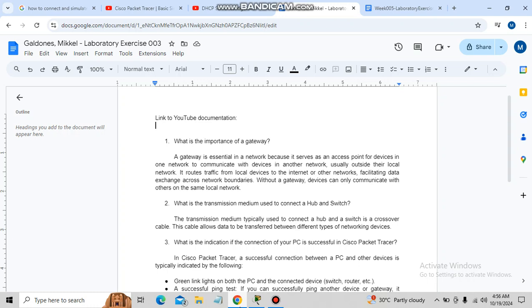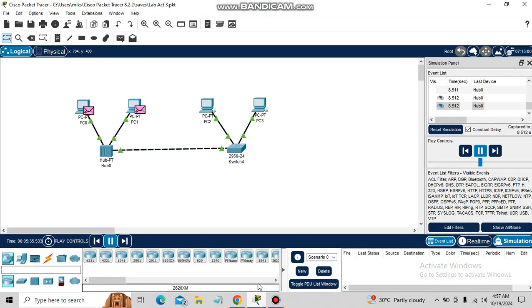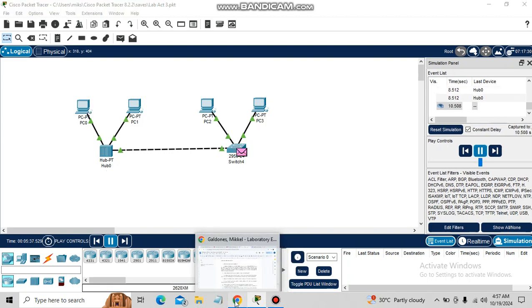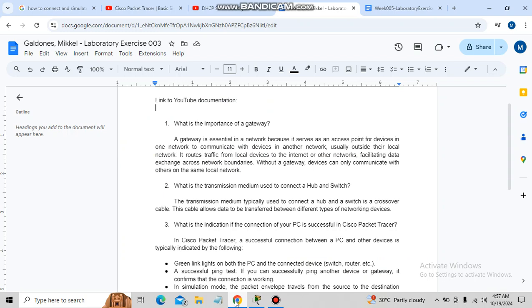Now on to the next question. What is the indication if the connection of my PC is successful in Cisco Packet Tracer? Obviously the number one indicator is the green lights. The green lights open up over there, which means that the PC is linked to the connecting device or the intermediate device, which could be the switch, the router, or a hub. The same thing applies with other end devices such as IP phones and laptops.